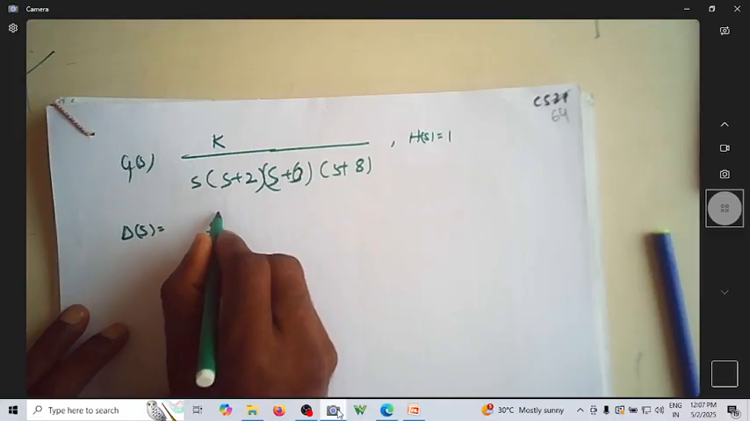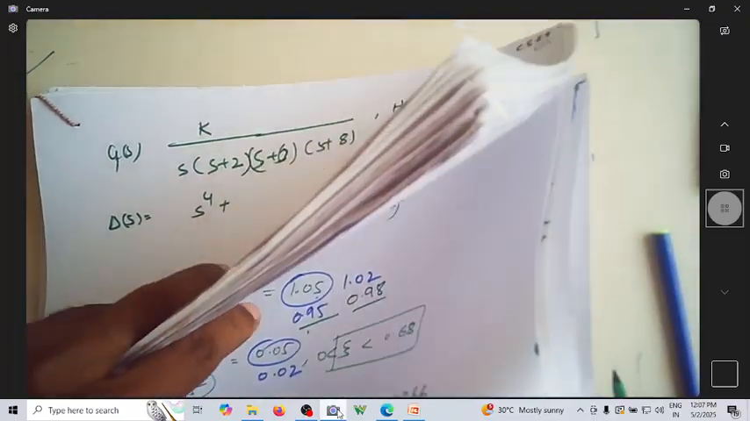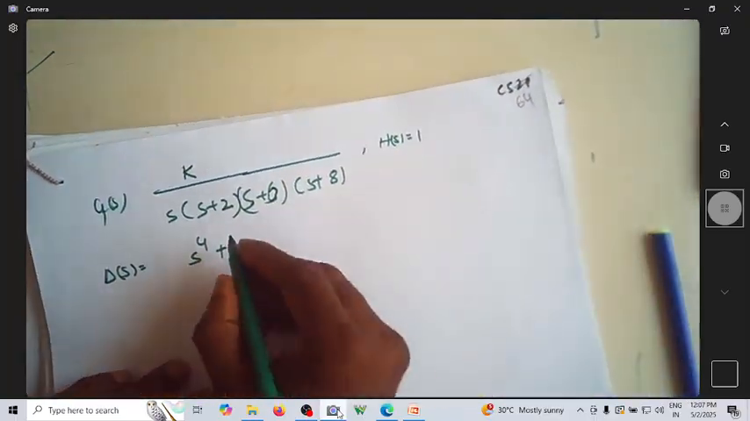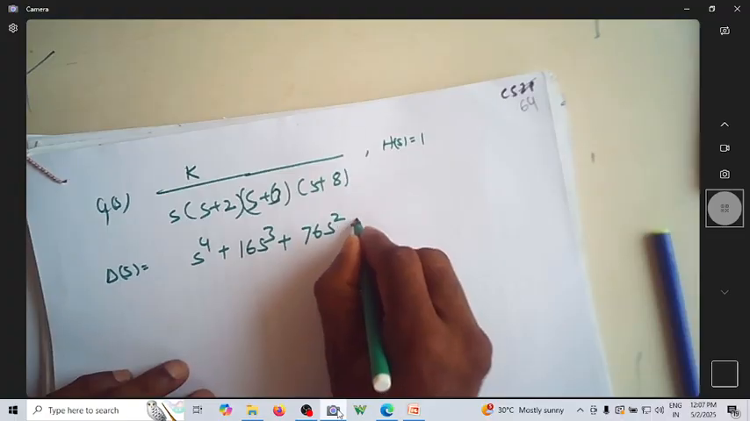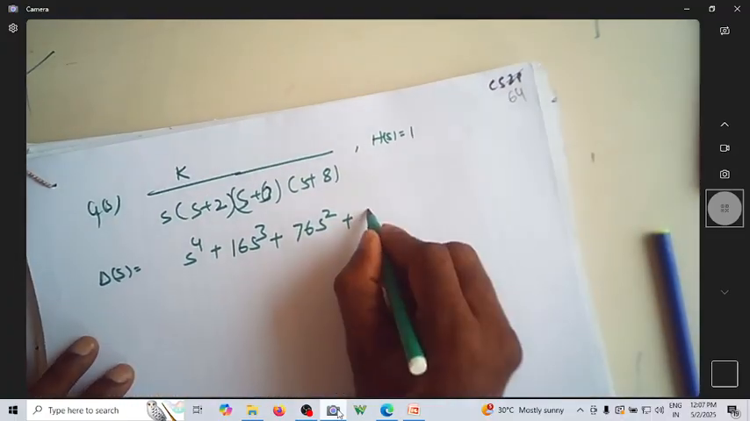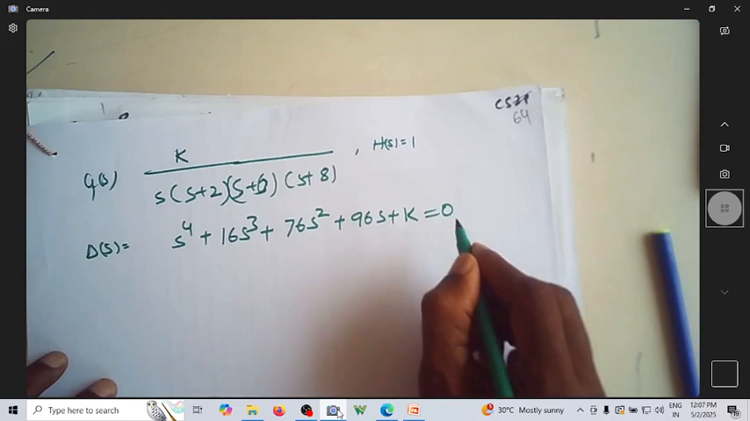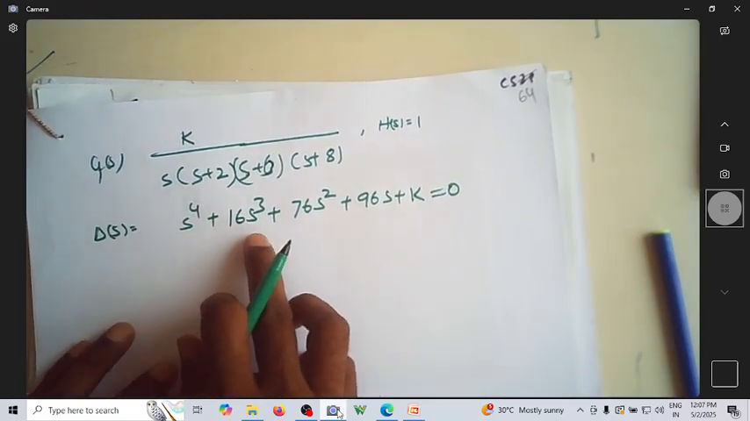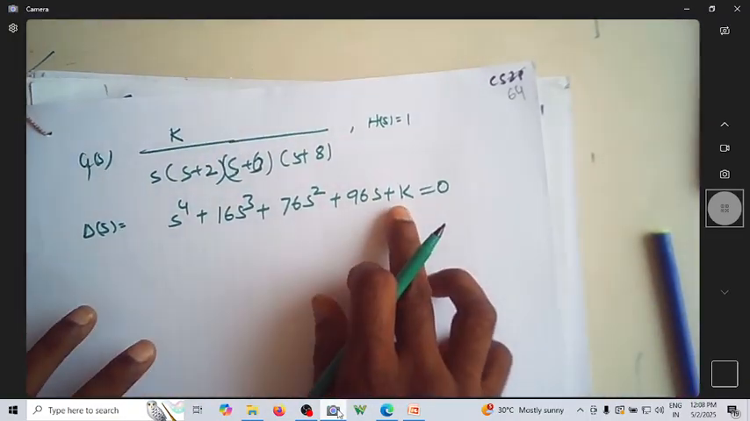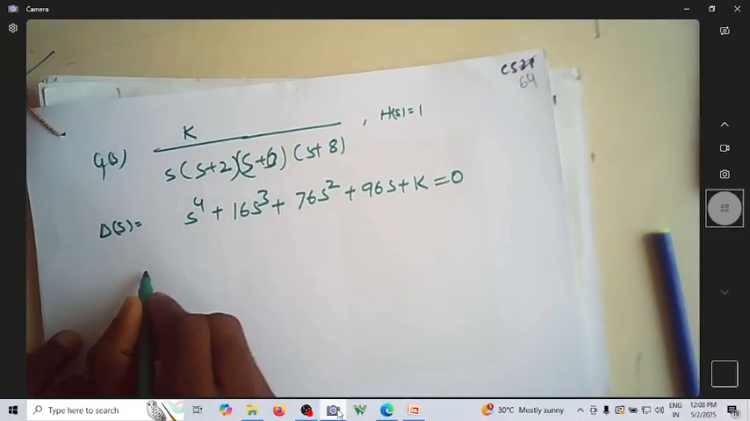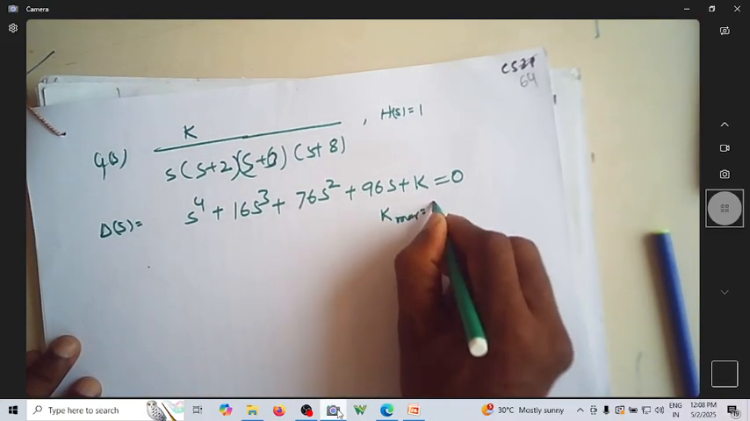It is now s to the power of 4 plus 16 s cube plus 76 s square plus 96 s plus k. This is my characteristic equation. So it is the same as before, 16 s square, 76 s plus 96. Now it is fine. So write the roots for this. So find k margin so that the system is oscillating.